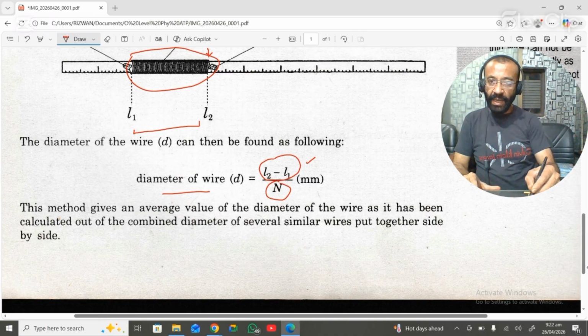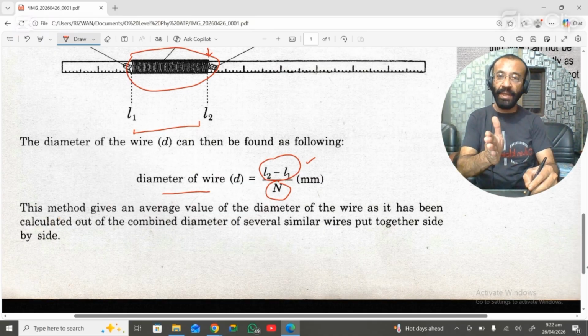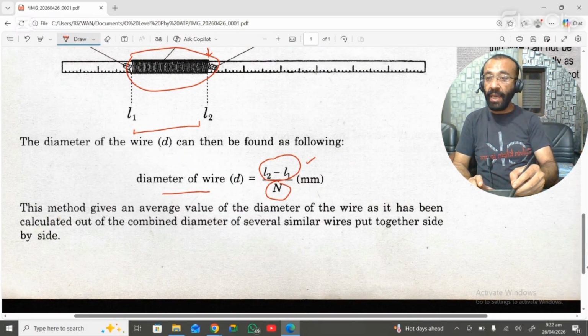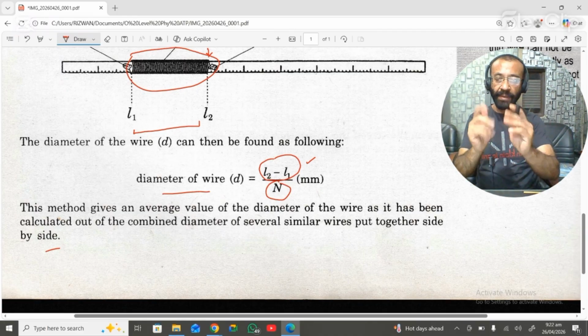This method gives an average value of the diameter of the wire, as it has been calculated out of the combined diameter of several turns. That's why it will give the average diameter of the wire.